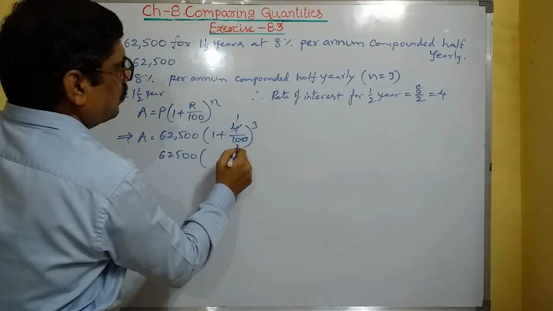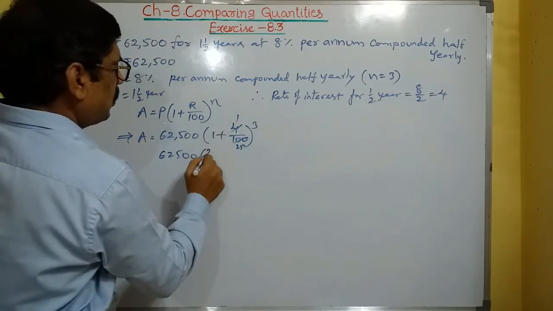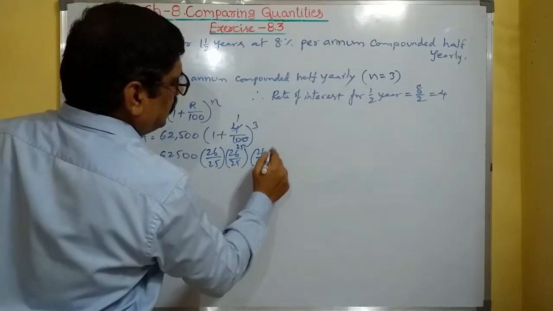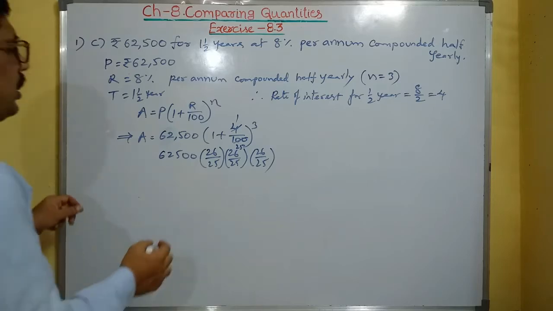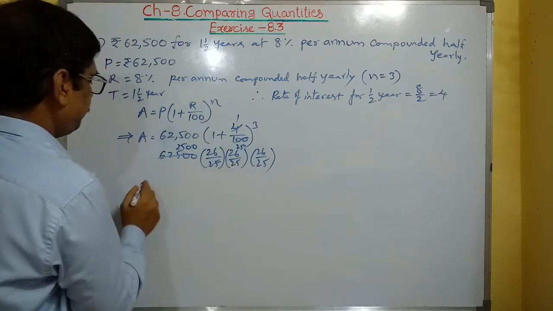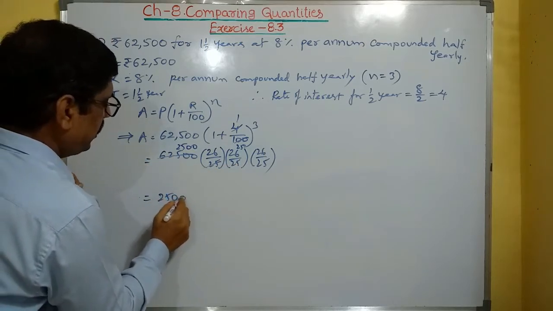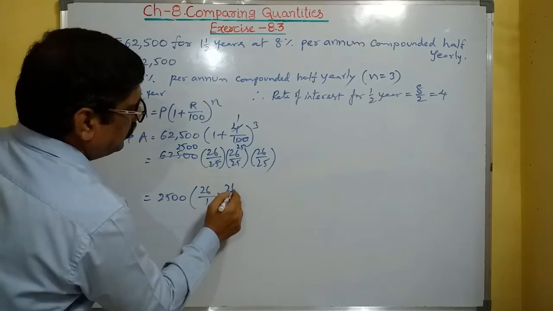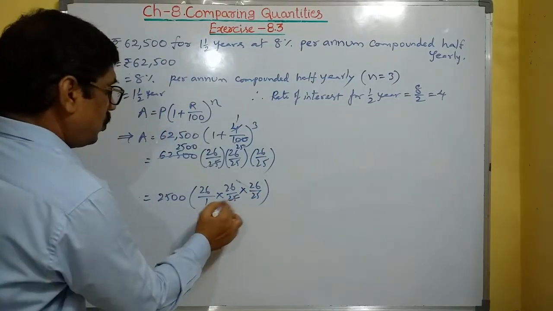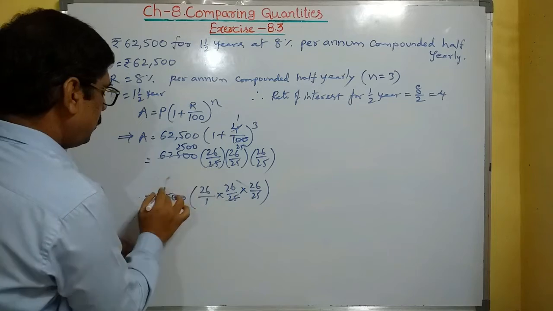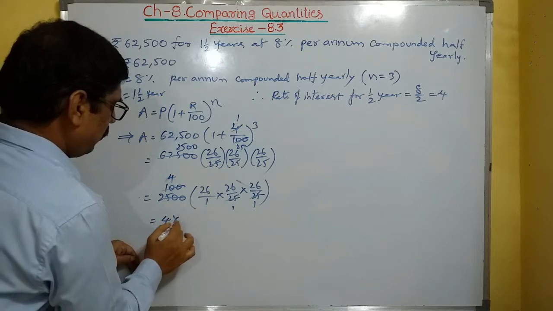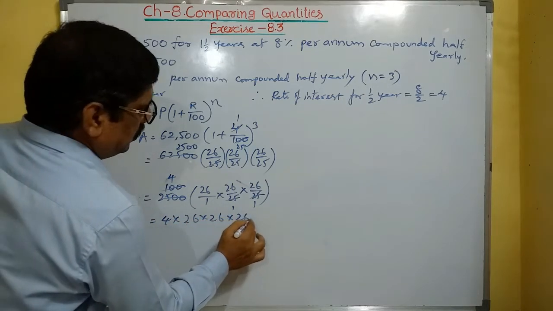62,500 into 4 1s are 4, 25 1s are 25, plus 1, 26 by 25. Let us cancel 25. 25s again. So let us write here 2500 into 26 by 25 into 26 by 25. So 25 hundreds, 25 ones are 25, fours are. Here this is equal to 4 into 26 into 26 into 26.